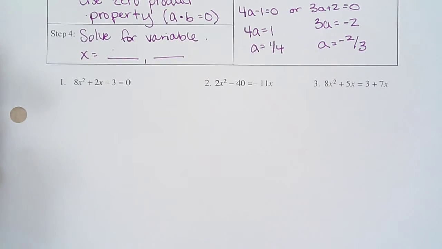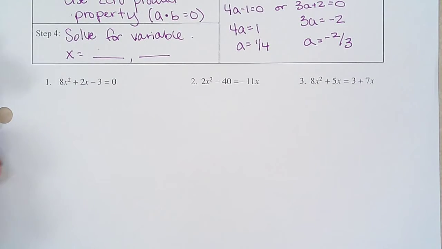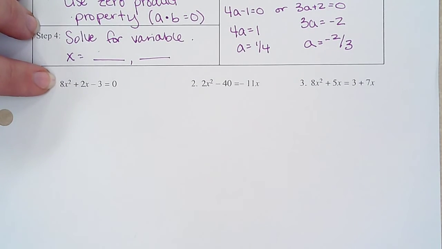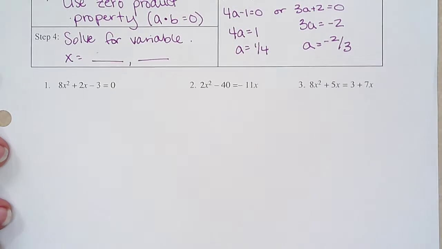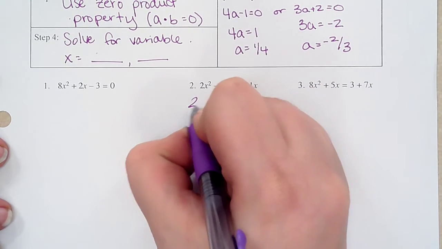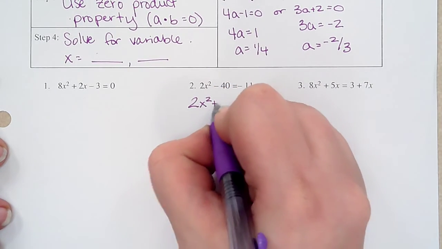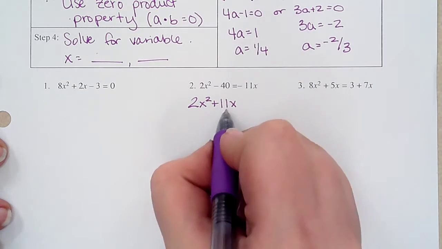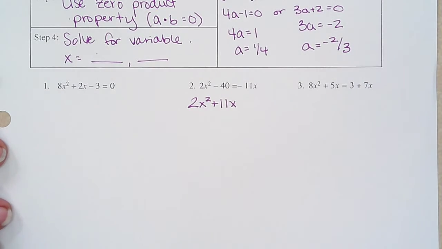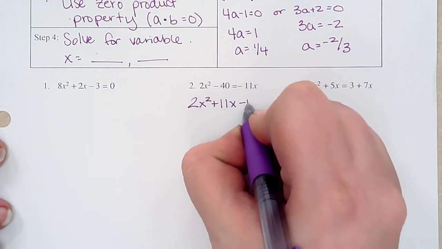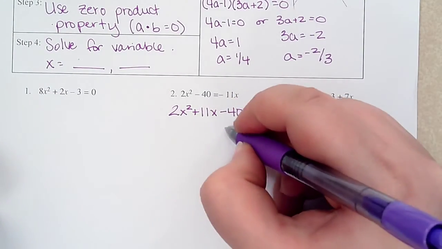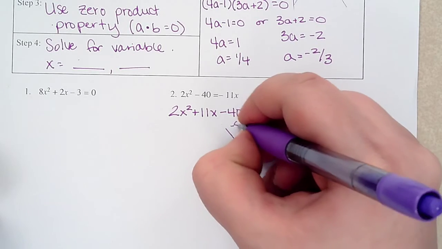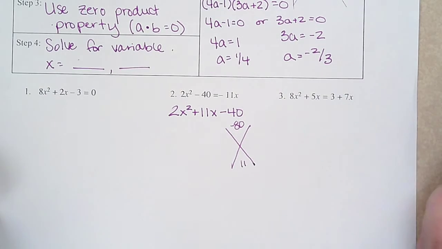So I'm not going to go super in depth with these, but I will show you 2 examples. I think the first one's pretty self-explanatory. So remember with this one, we're first going to start by moving that negative 11x over. Remember, we have to write it in standard form, so the 11x has to come after that 2x squared if we want to use our X puzzle. All right, X puzzle it up. I'm going to do it down here. We get negative 80, positive 11.